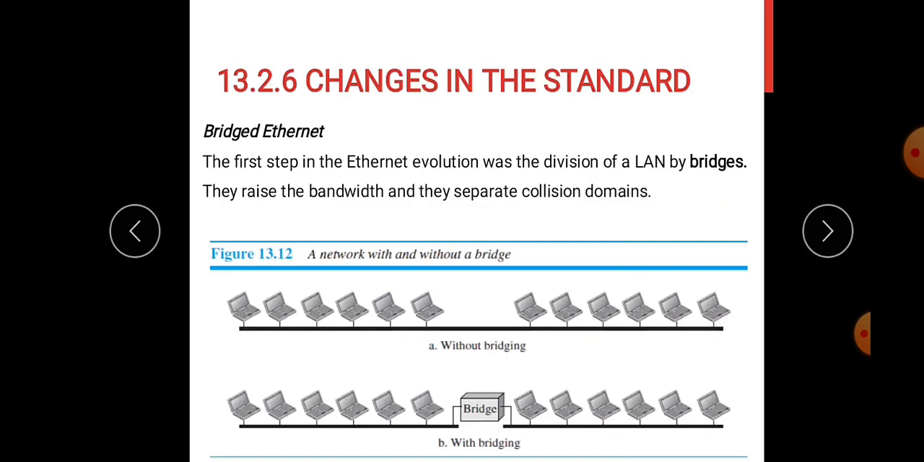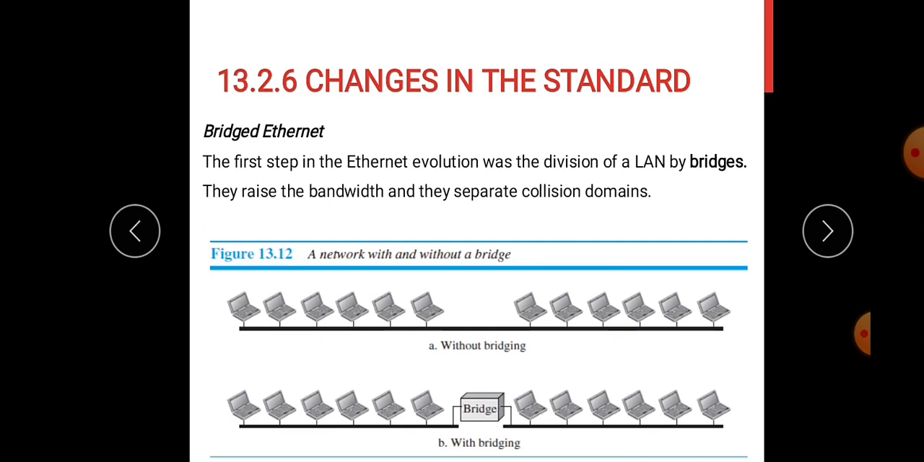Changes in the standard. Before we go to the discussion about high rate Ethernet protocol, we need to discuss the changes that occurred to the 10 Mbps standard Ethernet. These changes opened a new road to the evolution of Ethernet to become compatible with other high data rate LANs. So first we'll see about bridged Ethernet. The first step in Ethernet evolution was the division of LAN by bridges.